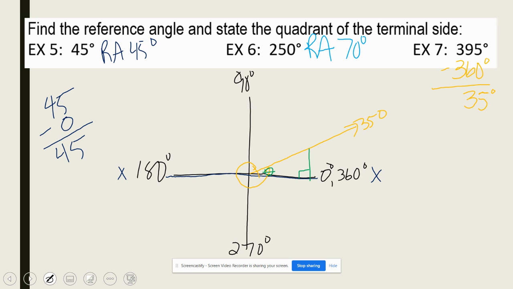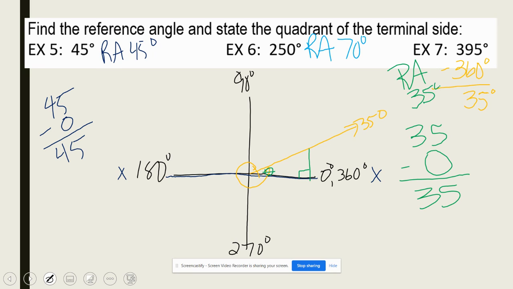And remember, for our purposes, we're not going to use the 395 for our reference angle. We're going to use that 35. And we went from 35 down to 0. 35 minus 0 is 35. So our reference angle is 35 degrees. Is 35 acute, between 0 and 90 degrees? It is. So that works.